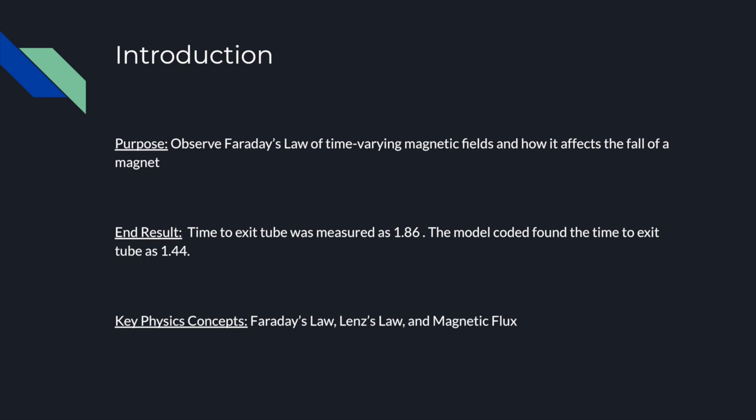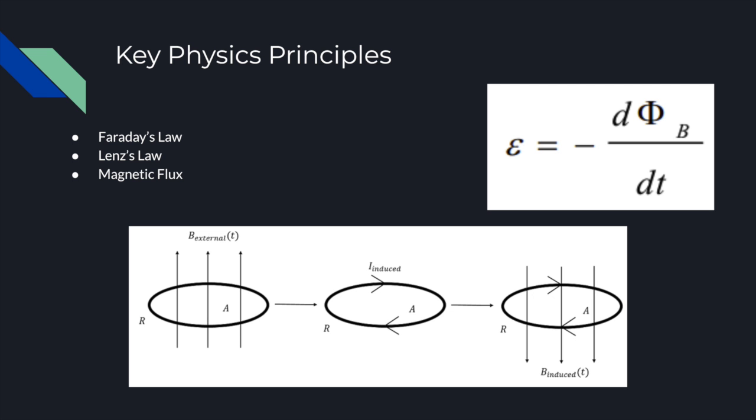The purpose of this lab is to observe Faraday's law of time-varying magnetic fields and how it affects the fall of a magnet. We will do this by using the key physics concepts: Faraday's law, Lenz's law, and the principle of magnetic flux.